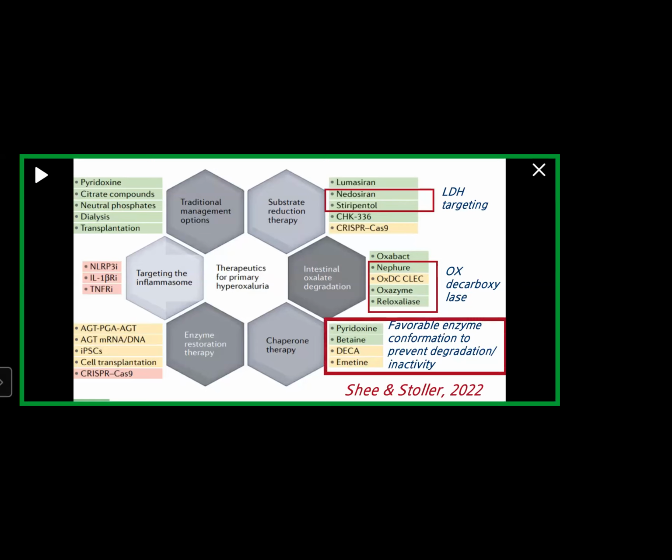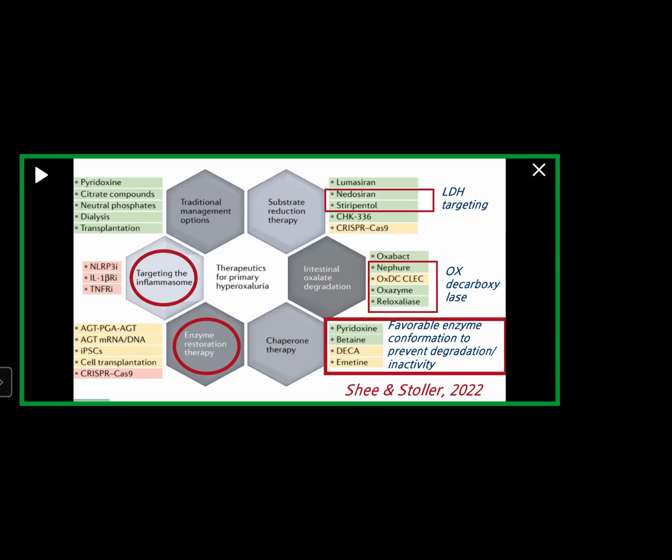The use of chaperones, which are small molecules that can cause a favorable enzyme conformation to prevent its inactivation or degradation, and this can be of value in certain but not all mutations, like pyridoxine and betaine. Enzyme restoration therapy is another potentially experimental therapy, by using technologies related to messenger RNA, cell transplantation, CRISPR technology, to restore the enzyme activity of the AGT.